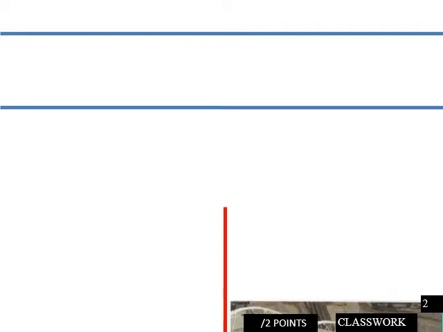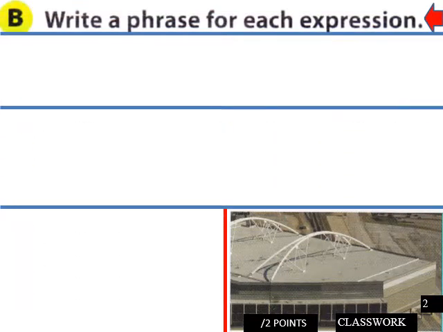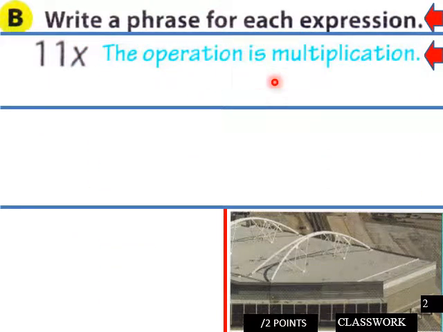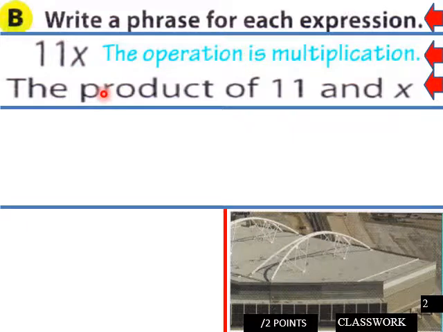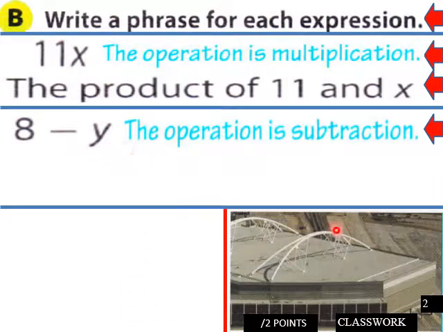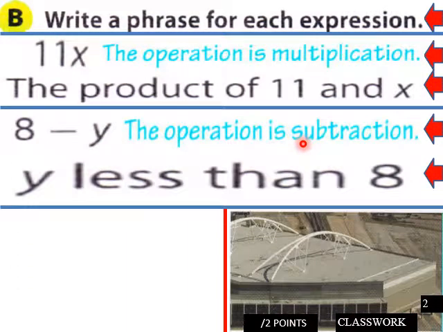Then page 2 of our classwork, part 2 of 10.1. Write a phrase for each expression. 11x, the operation is multiplication. So the product of 11 and x is your phrase for this. The product of 11 and x. 8 minus y, the operation is subtraction. Y less than 8, that would be another way of writing this. Y less than 8.